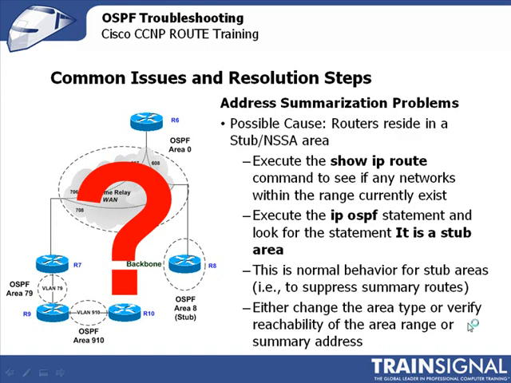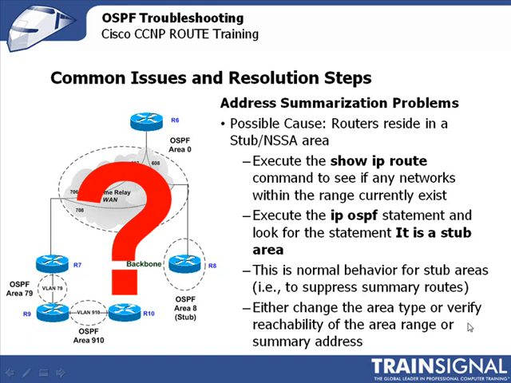Another common cause for address summarization issues is that the particular router may be residing in a stub or not so stubby area. Again, always make sure that the range you're trying to advertise has subnets existing in that range in the IP routing table. Do show IP route and make sure it's there. Additionally, execute the show IP OSPF command and look for the specific phrase, it is a stub area.